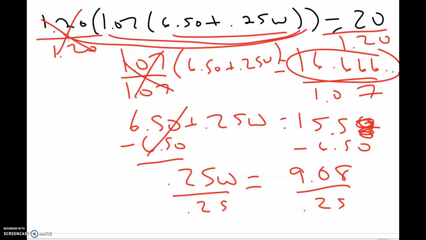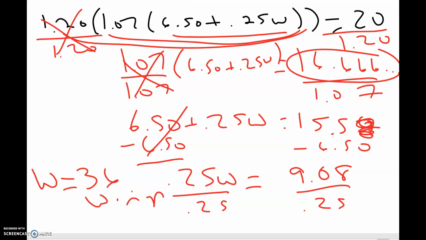So divided by, what is that, 0.25. So I get about 36.3, something like that. So still going to round to 36 wings. So that's one way you could solve it, but maybe you don't really want to solve it that way.